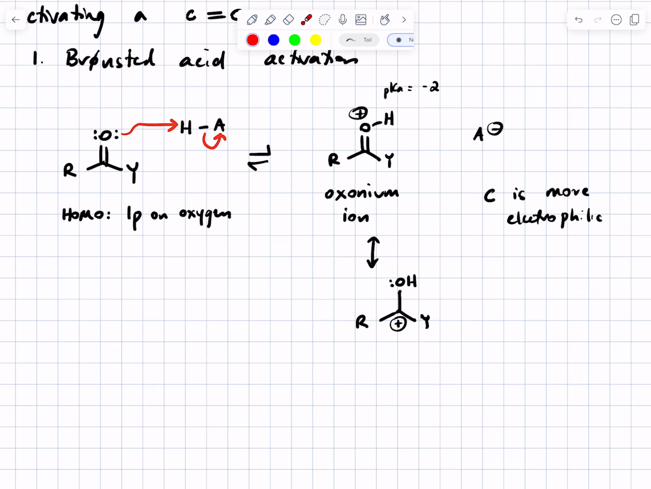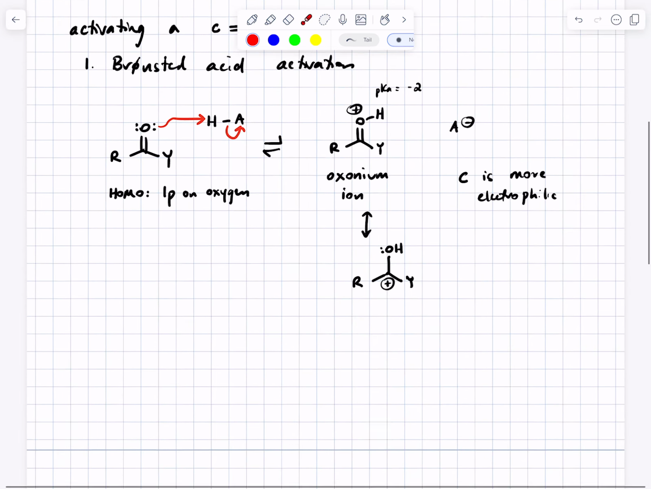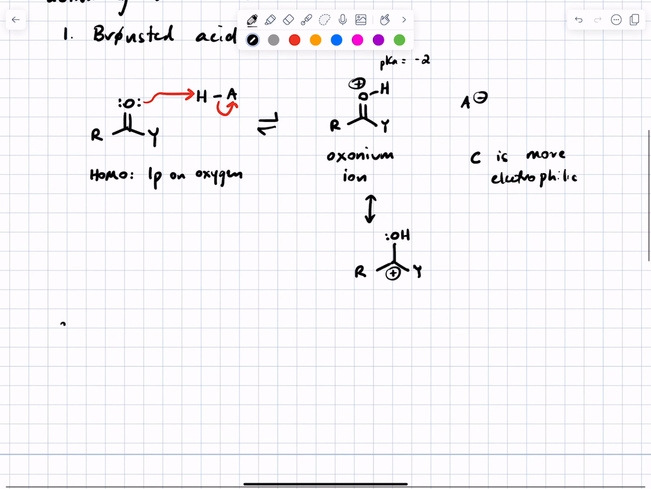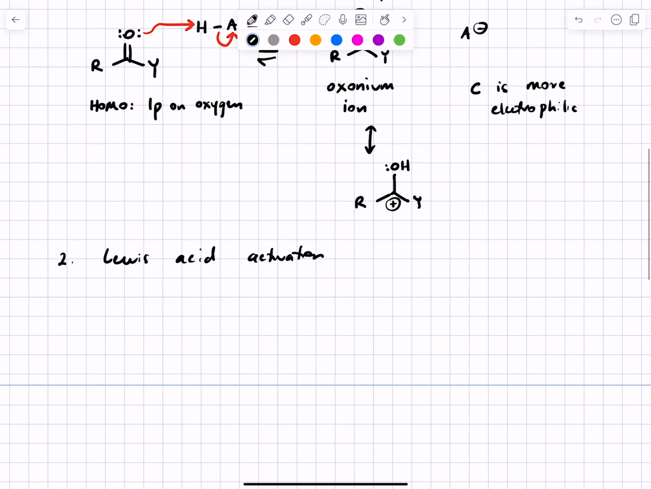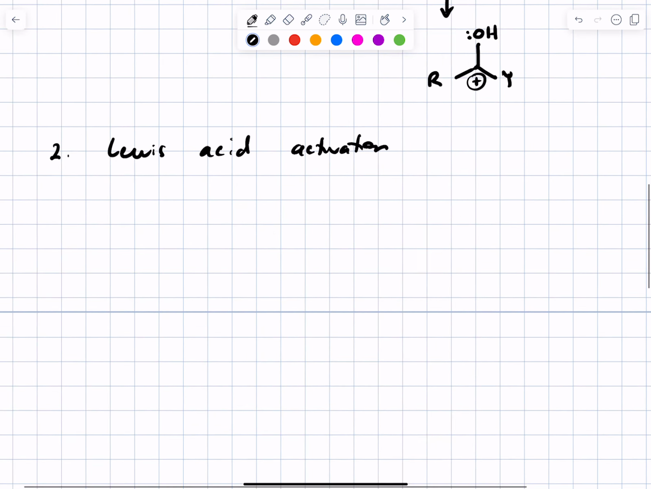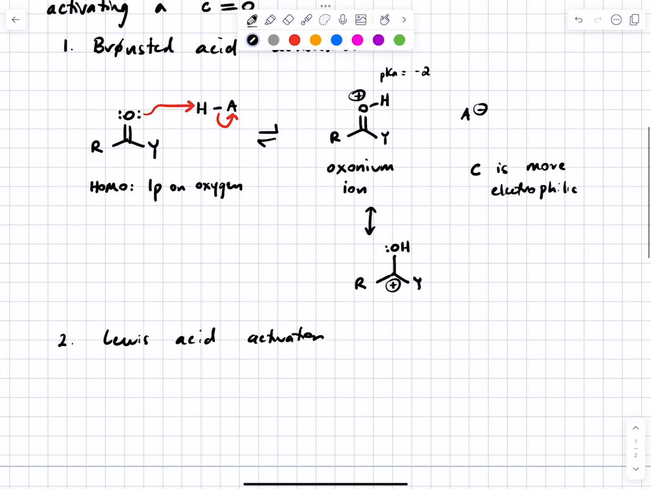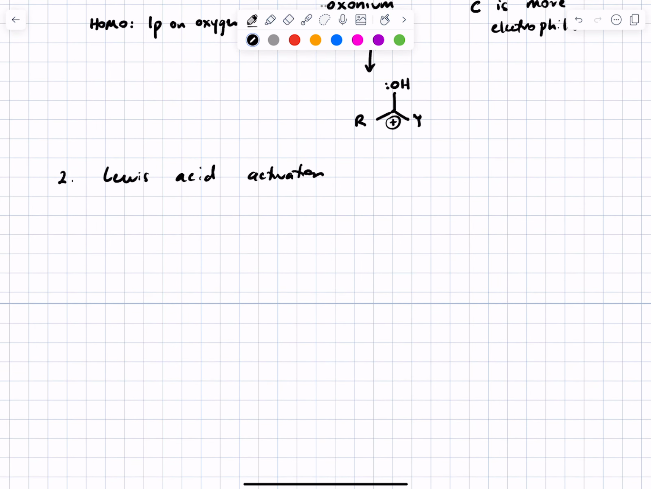All right, real briefly, Lewis acid activation of carbonyl compounds. We won't see this too often, but it is a thing. Maybe actually we'll see it when we talk about how proteases work, but the idea here is you want something that's not a proton but still has space for electrons to go. So this might be coordination of ions or other molecules.